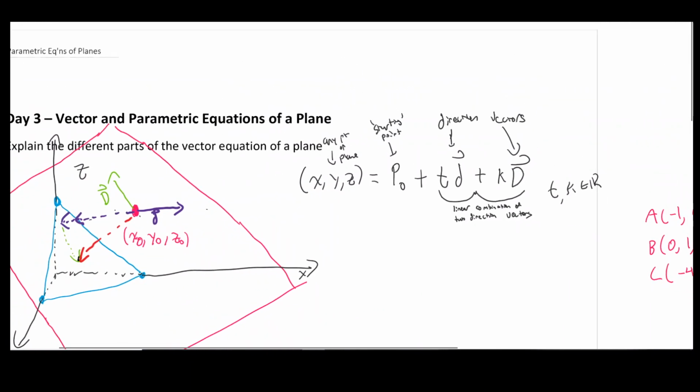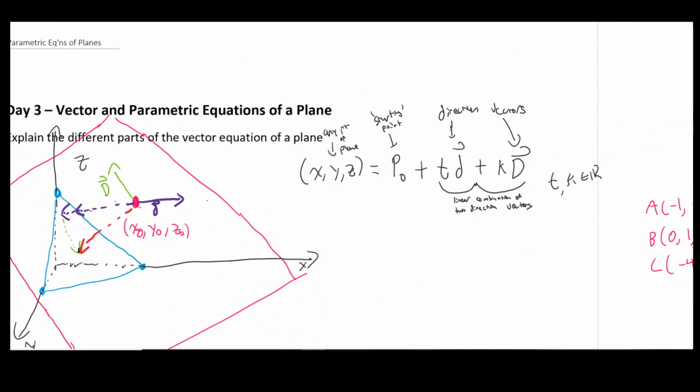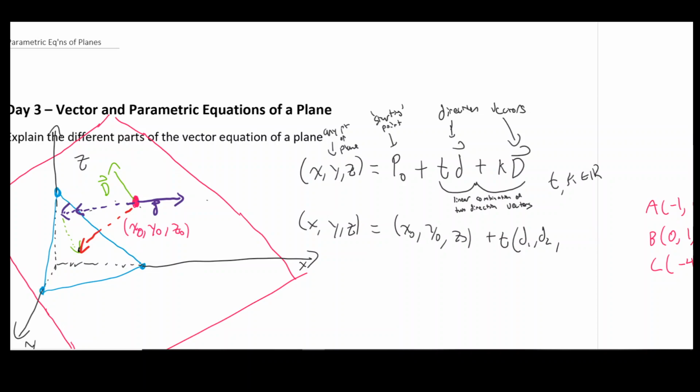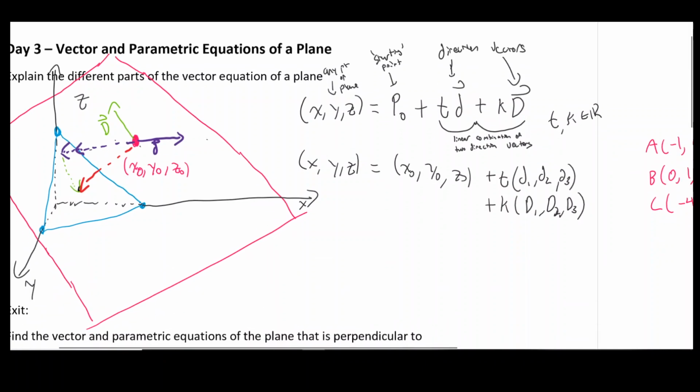And I've got more pictures of this later. That's maybe going to show it first. So if I want to write that out in full, x, y, z is some x naught, y naught, z naught plus t times d1, d2, d3 plus k times capital D1, capital D2, capital D3. So that's going to be the vector equation of the plane.